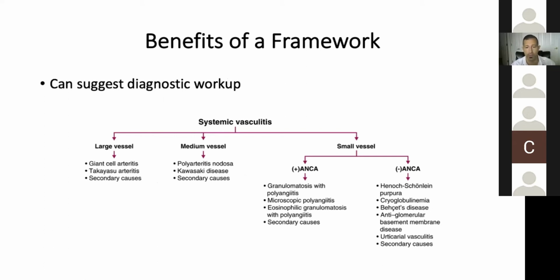a diagnostic workup. So if we look at the framework for systemic vasculitis and we look at the small vessel arm, that subdivides into whether patients are ANCA positive or ANCA negative, anti-neutrophil cytoplasmic antibody. And so if I'm approaching a patient who I think may have small vessel vasculitis, and I have this framework in mind, it automatically suggests to me a serologic study to send.